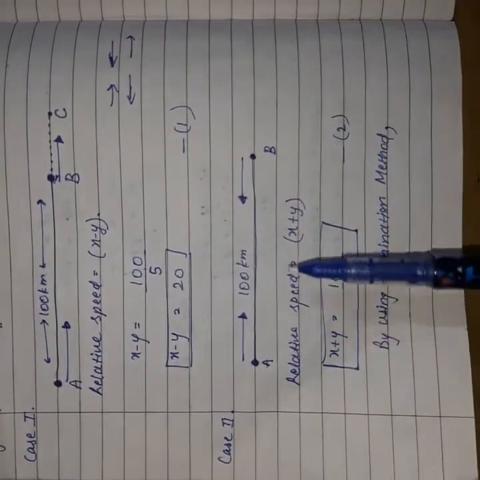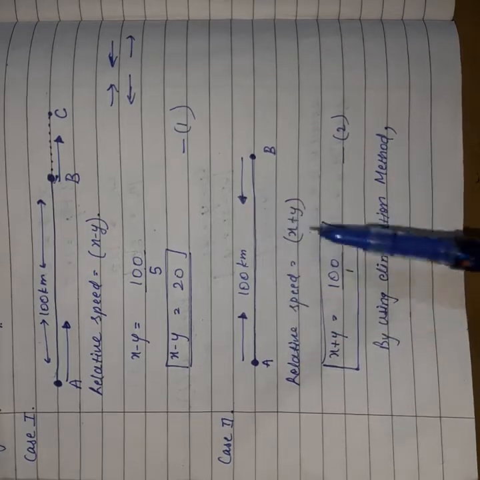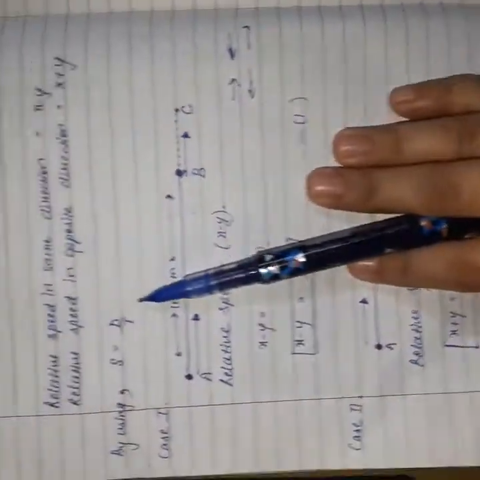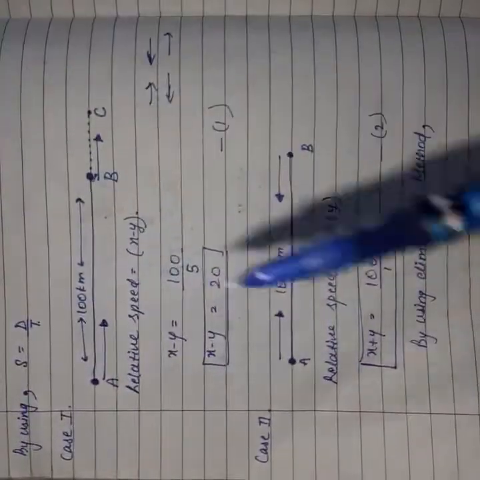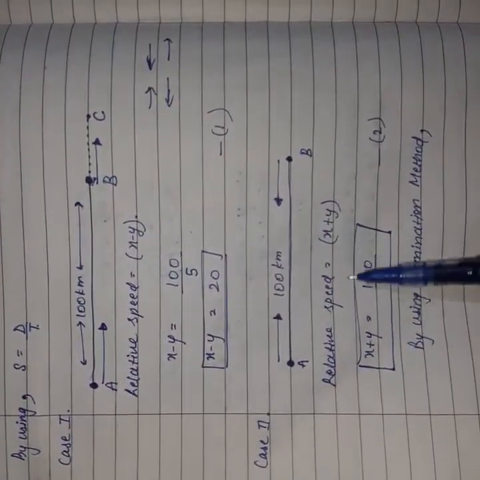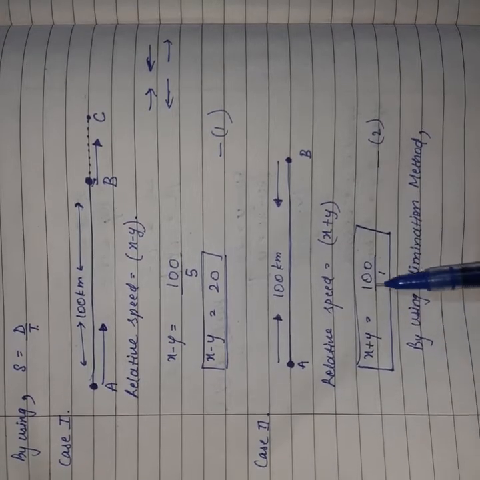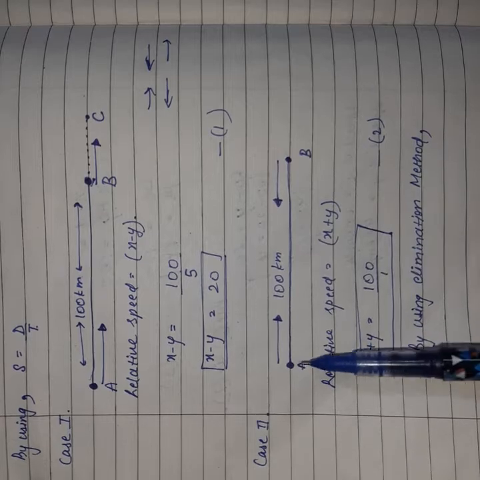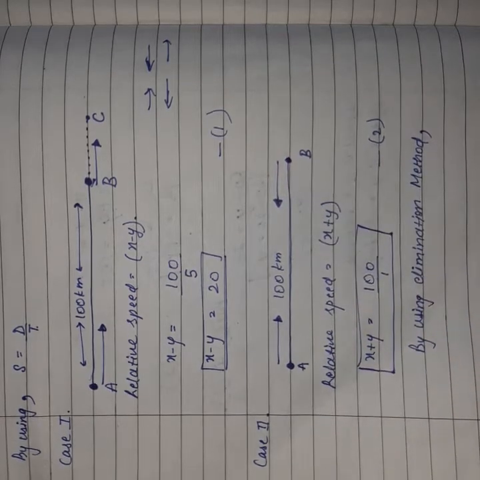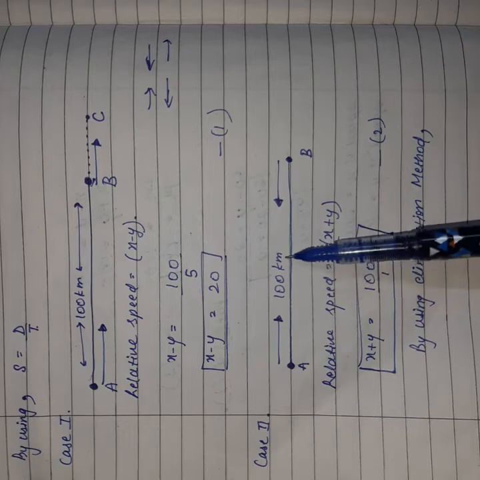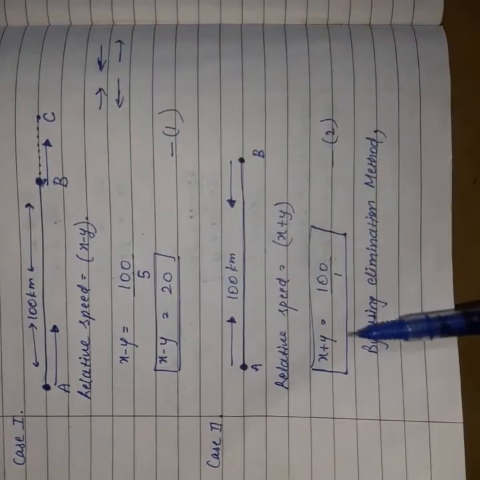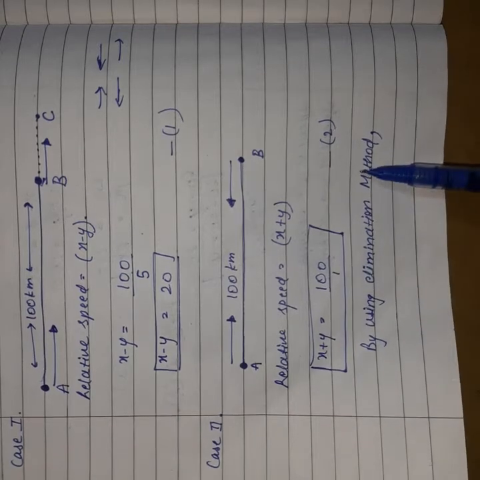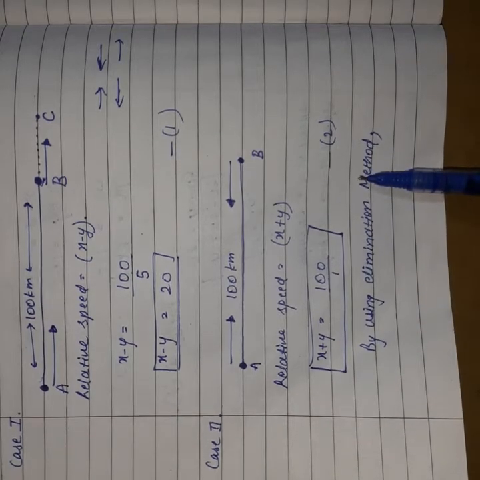Similarly, relative speed when they move in opposite directions is x plus y, and speed is equals to distance upon time. Speed is this and distance is 100 and the time is 1 hour. They take 1 hour to meet each other if they are moving in opposite directions and had a distance of 100 km between them. So your second equation would be x plus y is equals to 100. Now I will be using the elimination method, because in the question we can use any method.